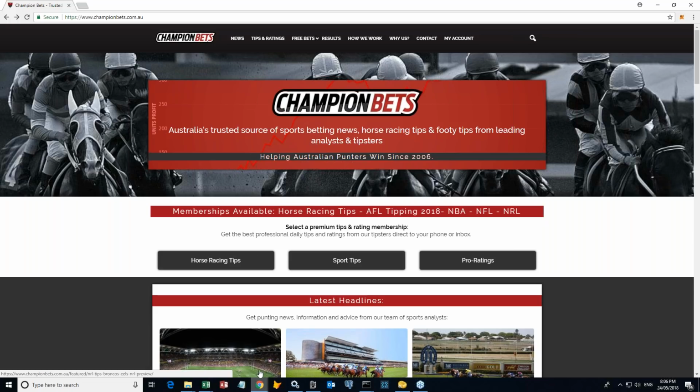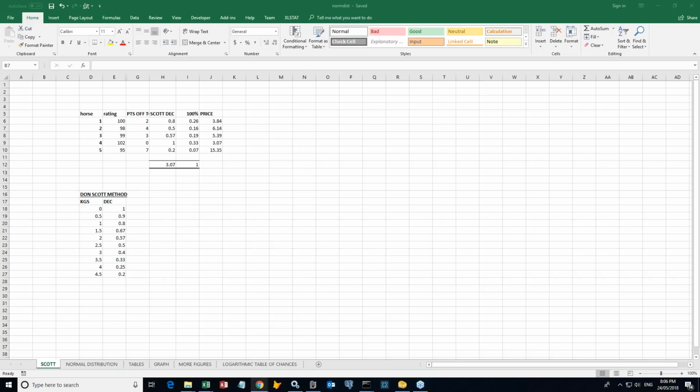This is the Champion Bets website. Here's something I prepared earlier, and this is a theoretical horse race. So we've got 5 theoretical horses in the race: 1, 2, 3, 4, 5. And as you'll see here, each of them I've given a rating to. We'll ignore things like weight. Let's say this is the final rating that's been arrived at after all things like weight have been adjusted for.